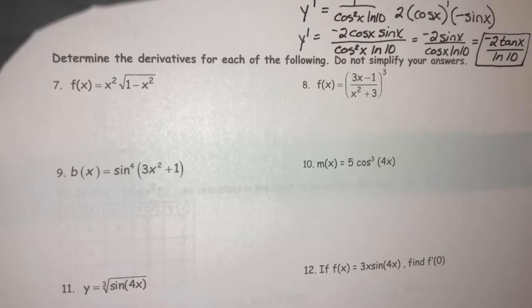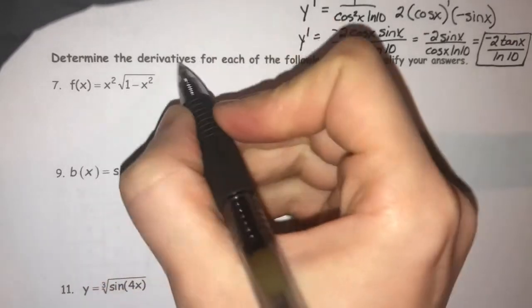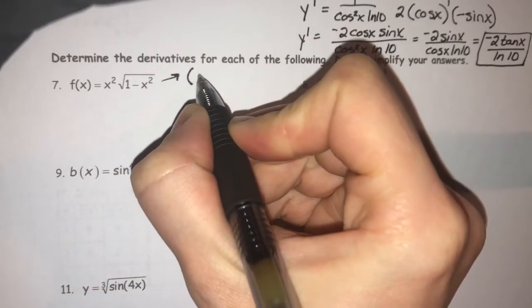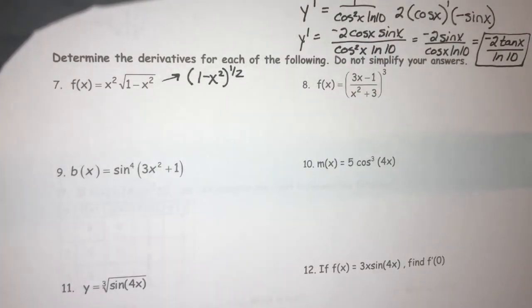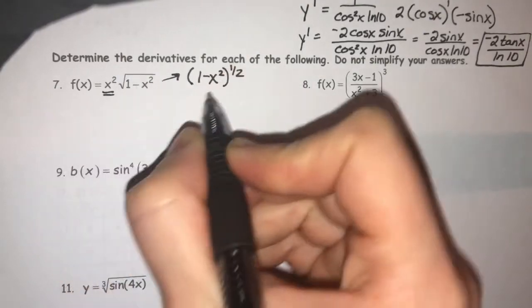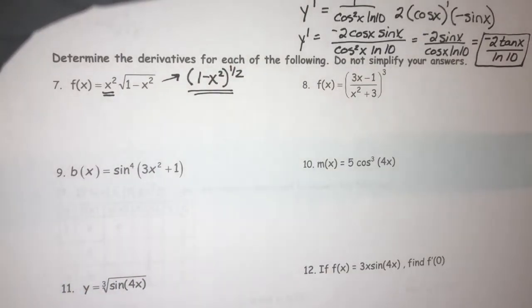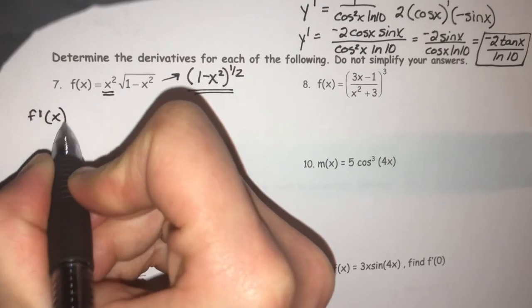Okay. Number 7, f of x is equal to x squared times the square root of 1 minus x squared. So we want to think of that square root of 1 minus x squared as, in parentheses, 1 minus x squared raised to the 1/2 power. That way we're going to be able to use the power rule. So this is a product of two functions. We have the x squared function, and then we have this composition of functions for our second one. So we're going to start with the product rule.